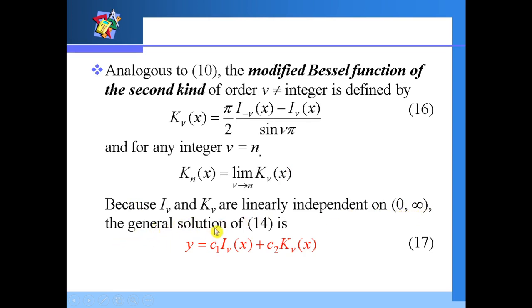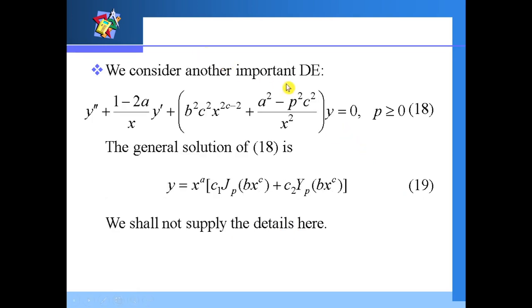The general solution of 14 we learned on the previous page is y is equal to c1 I_v(x) plus c2 K_v(x). Okay, we consider another important differential equation: y double prime plus (1 minus 2a) over x y prime plus (b squared c squared x to the power 2c minus 2 plus (a squared minus b squared c squared) over x squared) y is equal to 0.